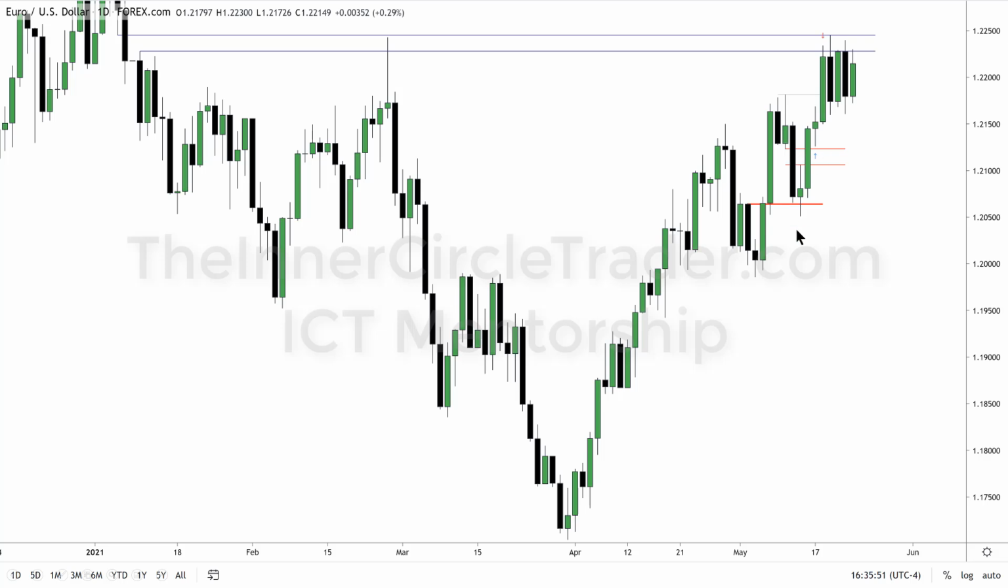The idea is we're bullish. We have been bullish on euro. We've been bearish on dollar. We were looking for this fair value gap to fill in and also run the buy side liquidity that was resting above this short-term high.